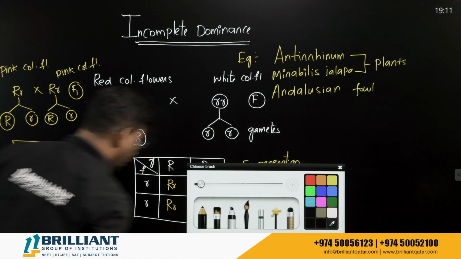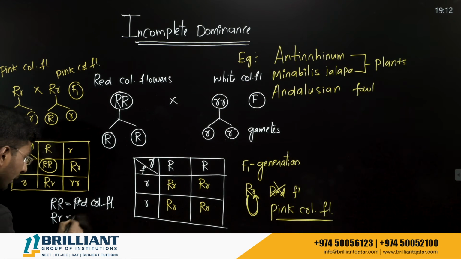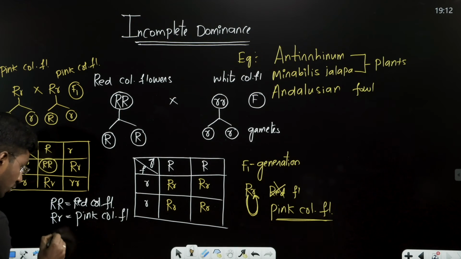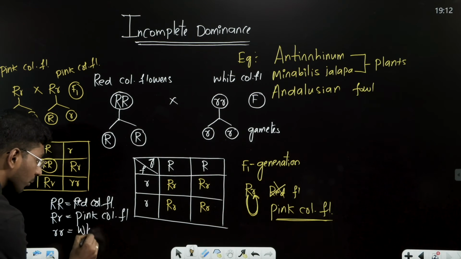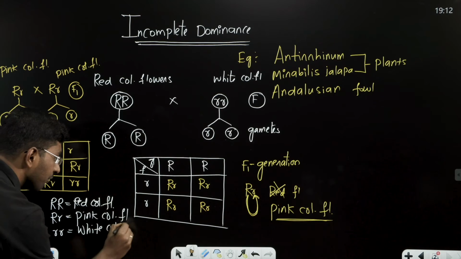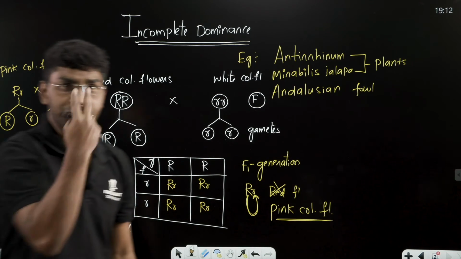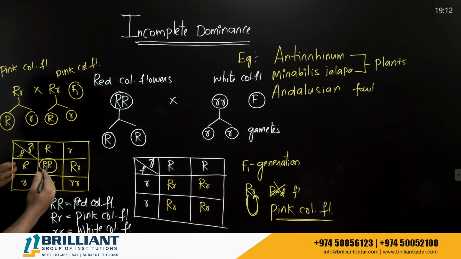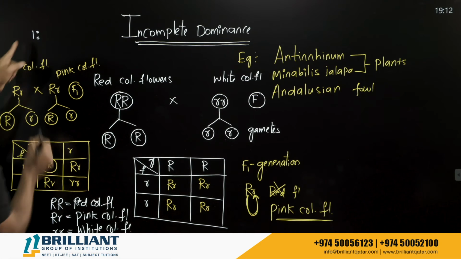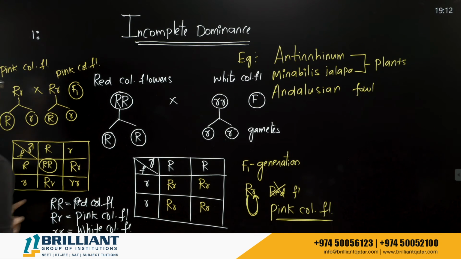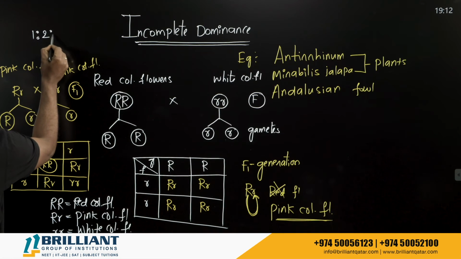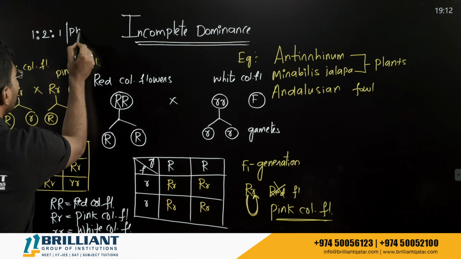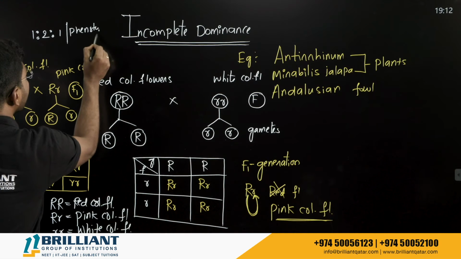So I'm writing here what? Capital R. Now, capital R, small r. How many? 2 are there. Pink color flowers. Next, small r. How many are there? 1. Which color? White color flowers. So what is the phenotype ratio? Physically, how many characteristics you are identifying? 3. What are they? Red color flower 1, pink color flowers 2, white color flowers 1. 1:2:1. This is called phenotype ratio.